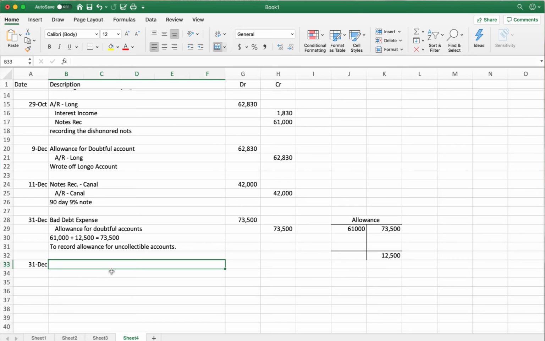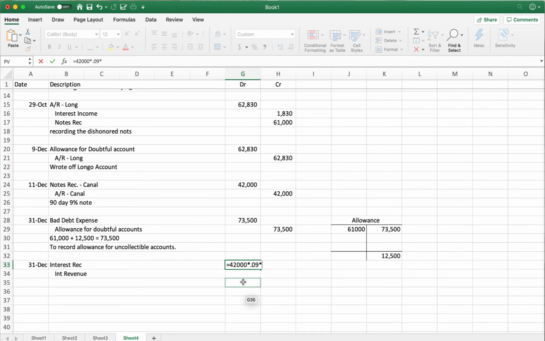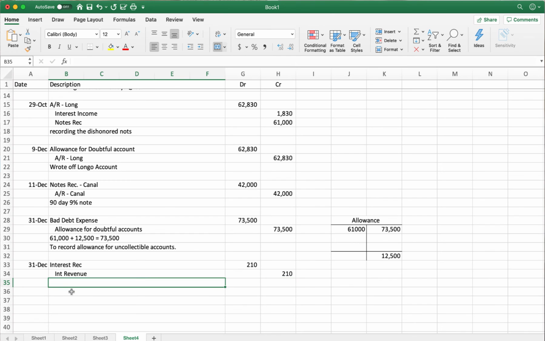I need to recognize that I have interest receivable, and I've earned interest revenue or interest income, whatever we want to call it. Doesn't matter. How much? Well, that's easy, right? They owed me originally $42,000. That's the principal amount times the interest. Well, what's the interest? It's 9%, times 0.09, times time. Well, how much time do we have here? Well, we only have 20 days, right? We got the note on December 11th. It's now December 31st. That's 20 days worth of interest. So I'm going to multiply that by 20 over 360. I get $210. What am I doing here? Accruing interest revenue.